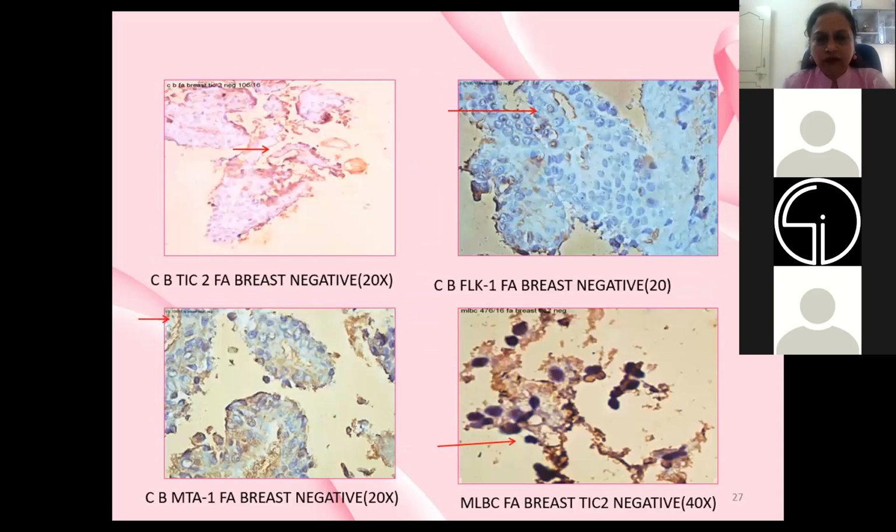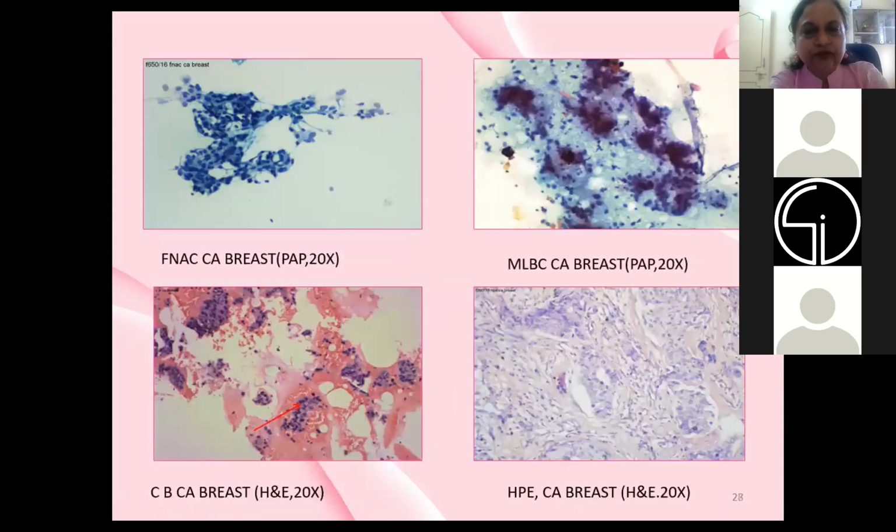Now with the markers. The cell block with the markers was studied. You can see that TIC2 is negative. FLK1 in benign breast is negative. MTA1 in benign breast is negative. And the same thing in MLBC also, it is negative.